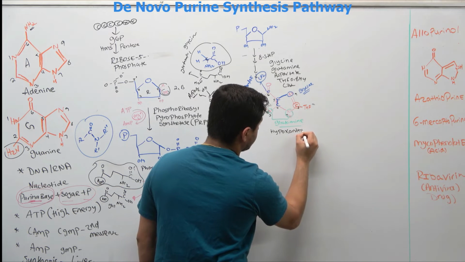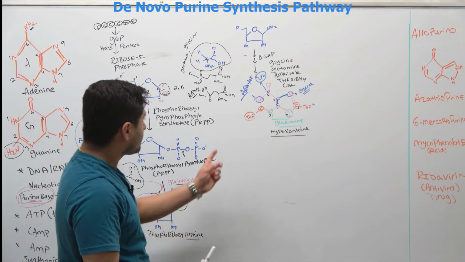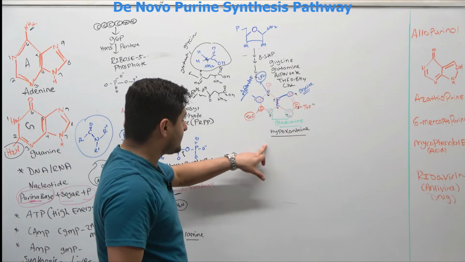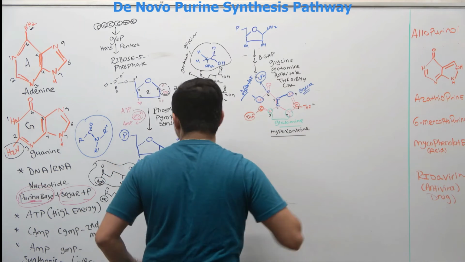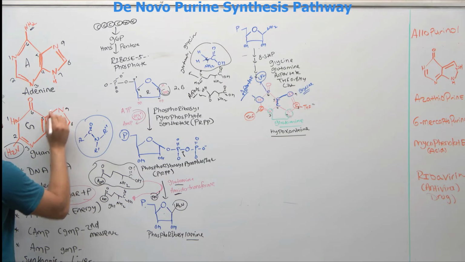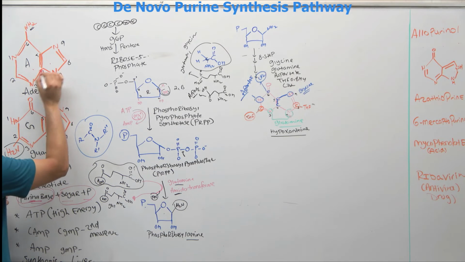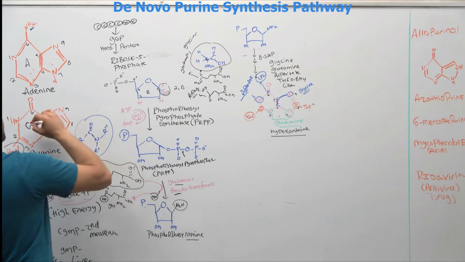Hypoxanthine, all right? This is hypoxanthine. But the most important thing is this carbon right here. You need the two-ring structure. The two main ring structures are similar in hypoxanthine, adenine, and guanine.